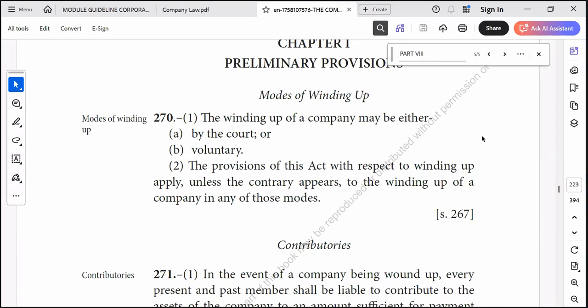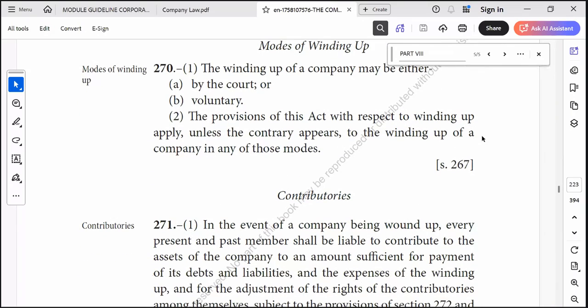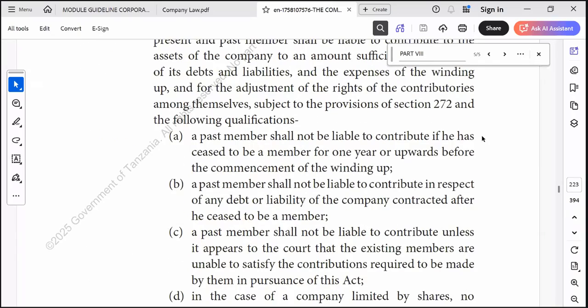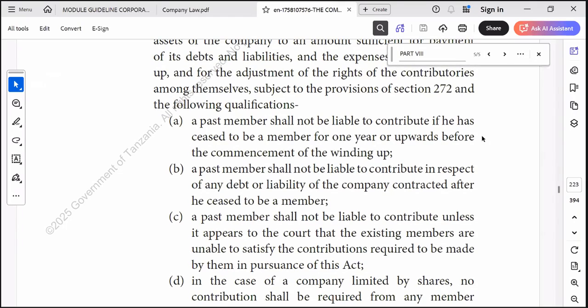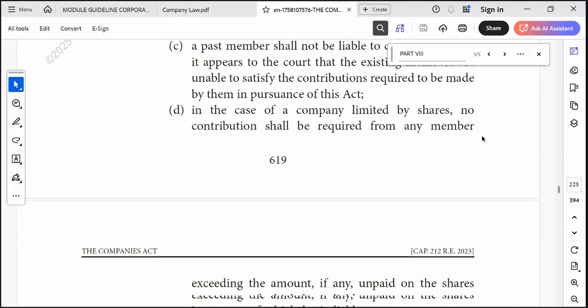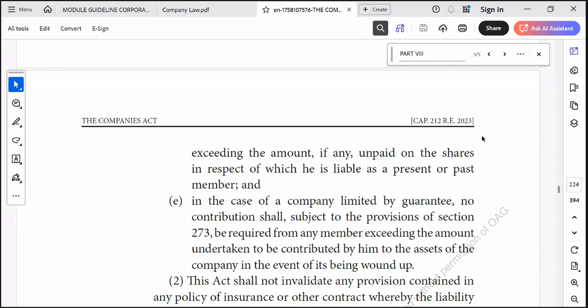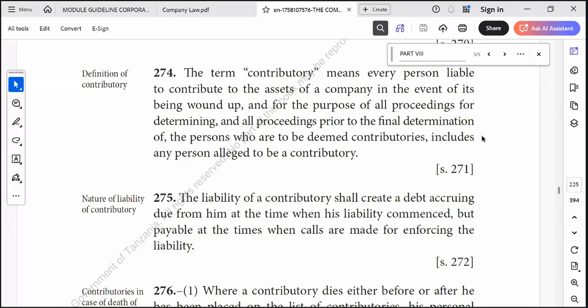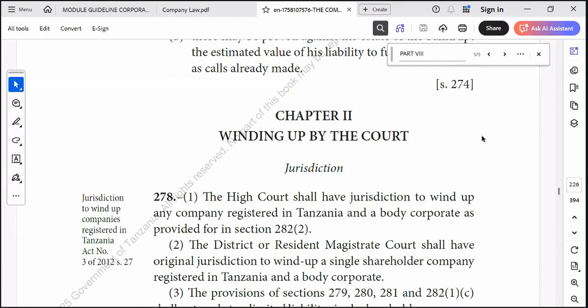There are ways where you find a company is either wound up by the court, and mostly we say it is compulsory, and those which constitute the voluntary winding up, which is mostly the members themselves deciding that now we have to wind up this particular company. That is section 270. And now when you come to these modes explained, you will see, if you start with winding up by the court.